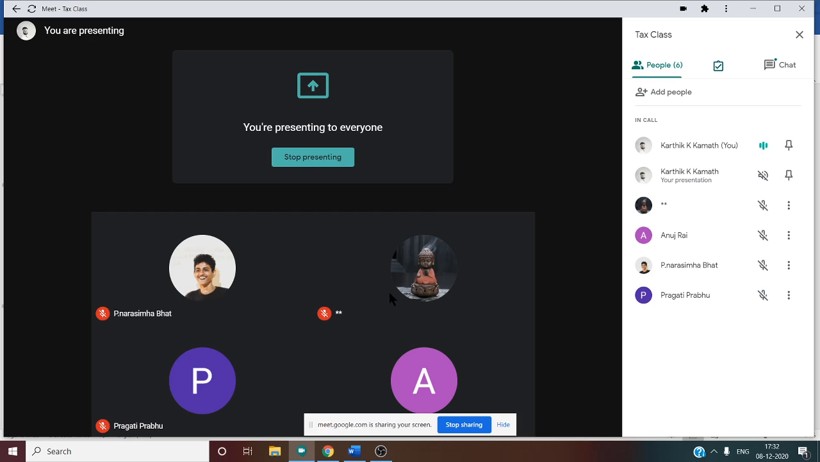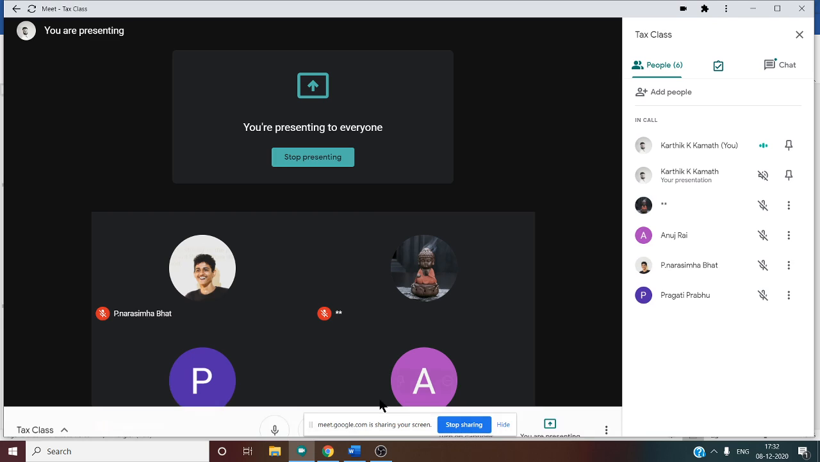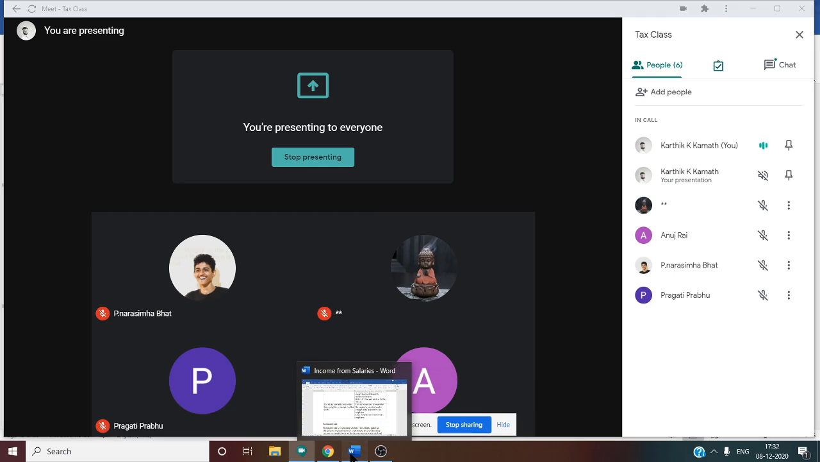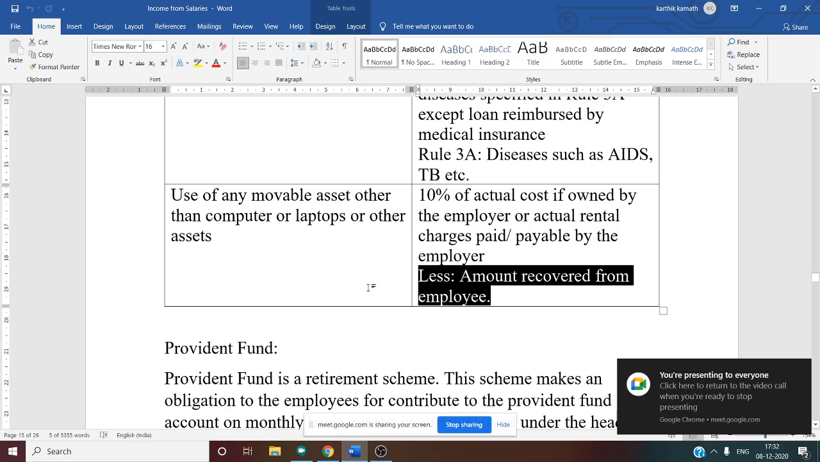Then entertainment allowance is there, that also we have to deduct if he is a government employee. Then we have to give the deduction of entertainment allowance. Then there is a professional tax also we have to deduct. So all these things if you deduct, you will get the final taxable salary amount.